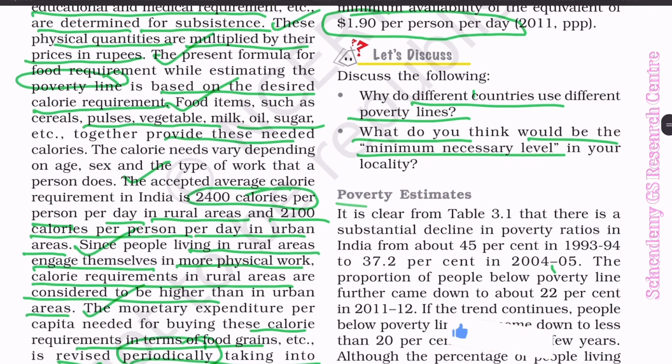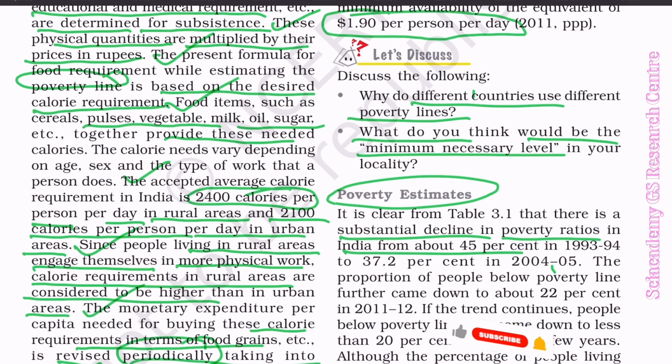Poverty estimates. It is clear from table 3.1 that there is a substantial decline in poverty ratio in India from about 45% in 1993-94 to 37.2% in 2004-5. The proportion of people below poverty line further came down to about 22% in 2011-12. If the trend continues, people below poverty line may come down to less than 20% in the next few years.